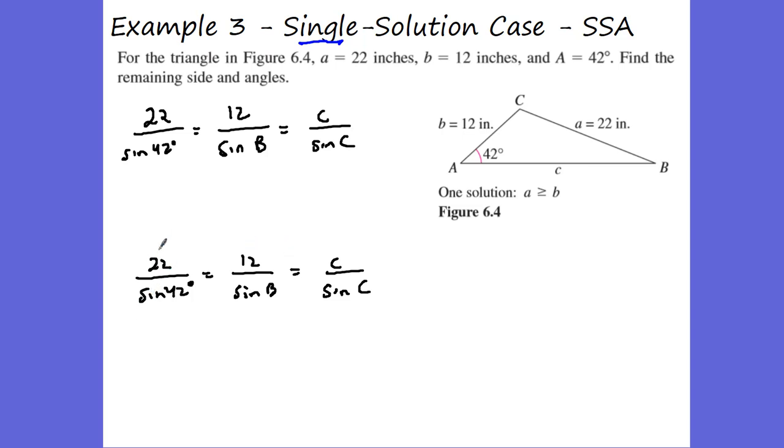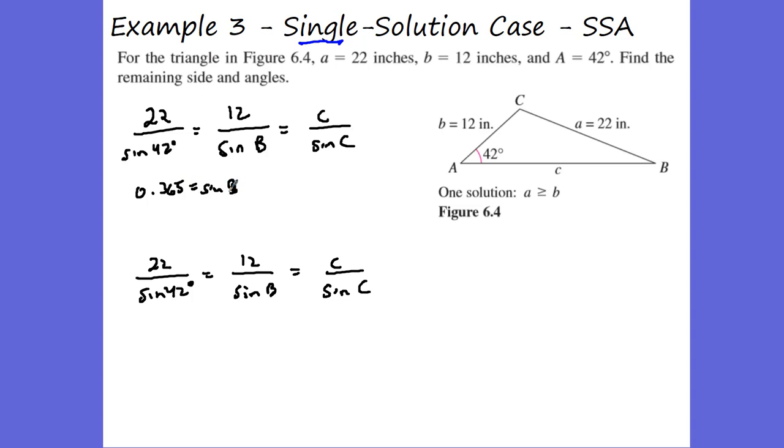Okay, and so we're going to do our cross multiplying. We're going to do 12 sine of 42 divided by 22. So 12 times sine of 42 divided by 22, and remember, when I did my cross multiplying, I got 0.365. Do that in your calculator, and that equals sine of B.